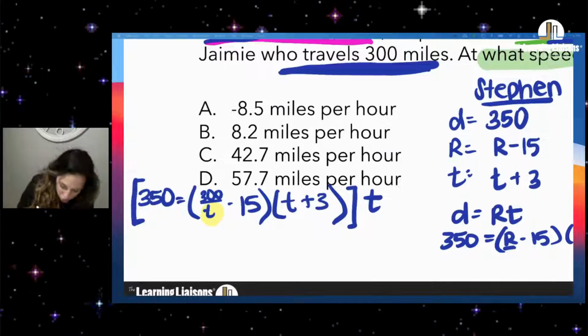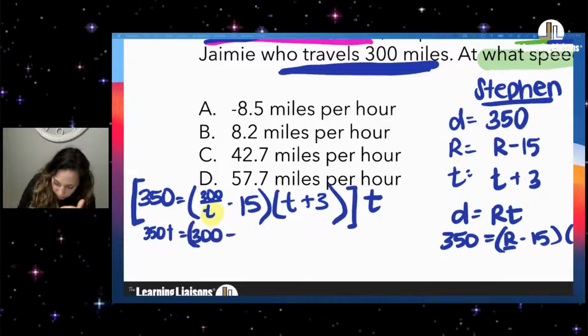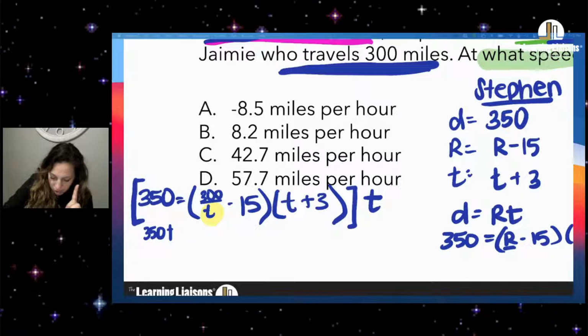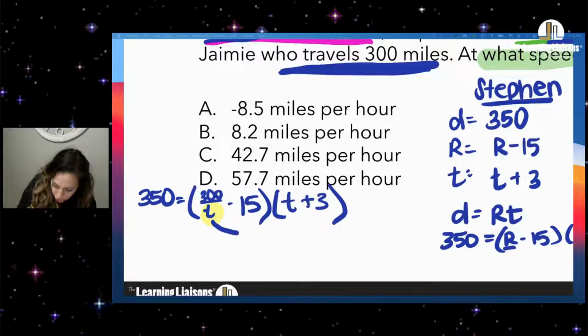350 times t is going to be 350t. 300 divided by t times t, those t's are going to cancel out. So I'm left with 300 minus 15t. Actually, you know what? I'm going to pause. I'm actually going to not multiply everything by t yet. I'm going to distribute first. I just realized that by doing that, that's not really going to help me. So I am going to go ahead and distribute this first.